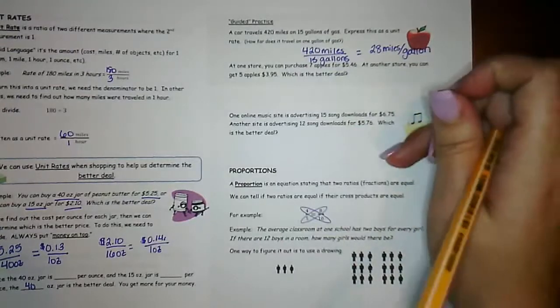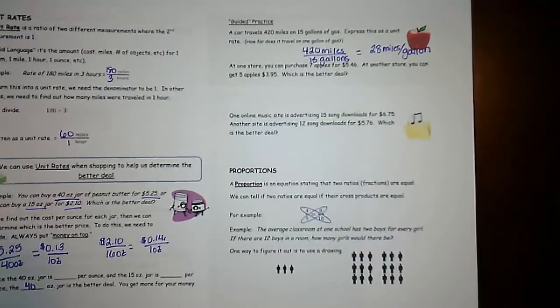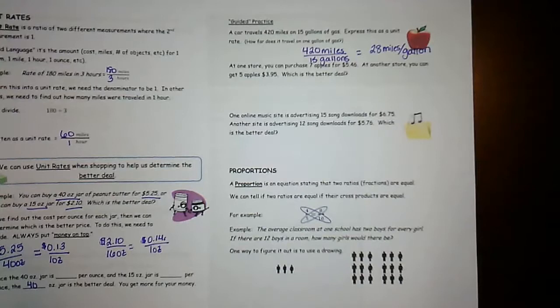Okay, I'm going to give you guys 2 practice questions to work on your own. And now we're going to get into proportions. You saw this a lot in geometry. A proportion is an equation stating that 2 ratios or fractions are equal. And all we do is cross multiply. That's it. So for example, the average classroom at one school has 2 boys for every girl. If there are 12 boys in a room, how many girls would there be?